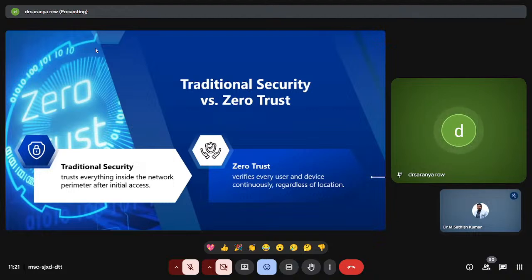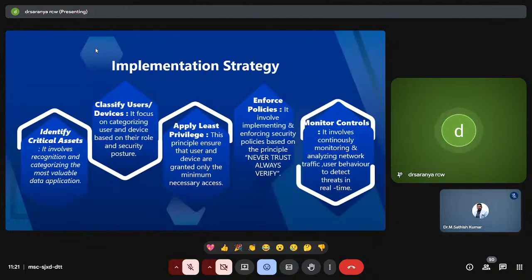Next, we will discuss implementation strategy. Firstly, identify critical assets. It finds and protects important data and systems that need strong security. Secondly, classify users and devices. It groups every user and device based on their roles and risk level. Thirdly, apply least privilege. It gives each user only the access they need to do their job. Fourthly, enforce policies. It represents the use of security rules to control how users and devices access resources. Finally, monitor and control. It keeps watching and checking all the activities to detect and stop any threats quickly.